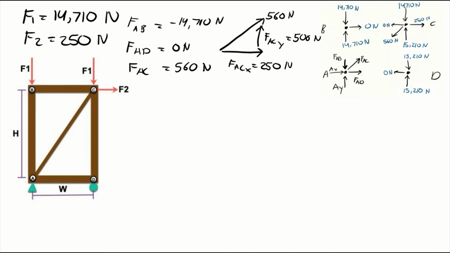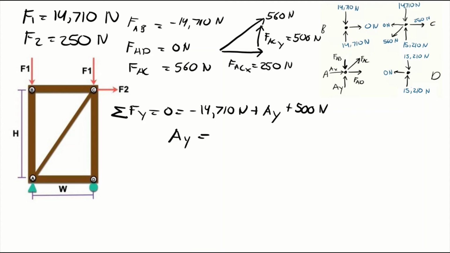So moving into summing forces in the Y direction, sum of forces in the Y is equal to 0, which is equal to negative 14,710 newtons from force F sub AB, plus A sub Y, which is the Y force from the pinned support, and plus 500 newtons, which is the Y component of F sub AC. Solving this, it gives you A sub Y is equal to 14,210 newtons.